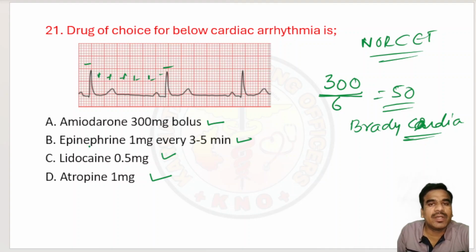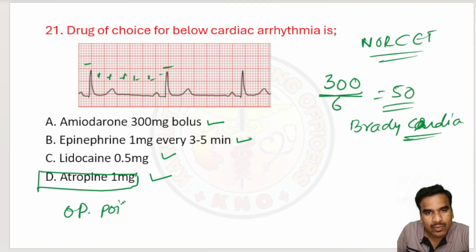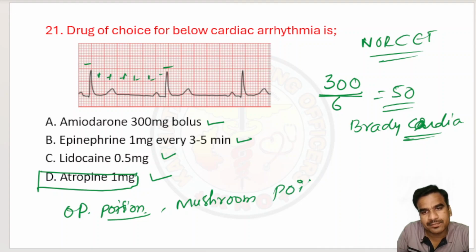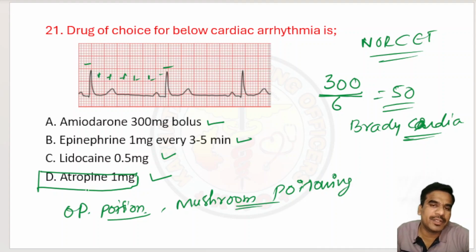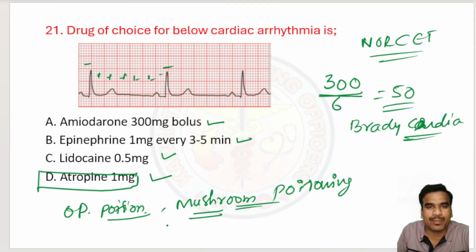So the suitable drug for this cardiac arrhythmia is injection atropine. This is the drug of choice for bradycardia. And also atropine we are giving in OP poisoning, and mushroom poisoning. These are all expected questions. They will ask which is the antidote or drug of choice in OP poisoning, and in mushroom poisoning also the antidote is atropine.